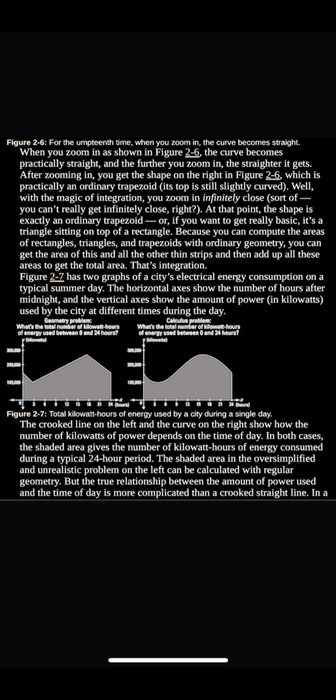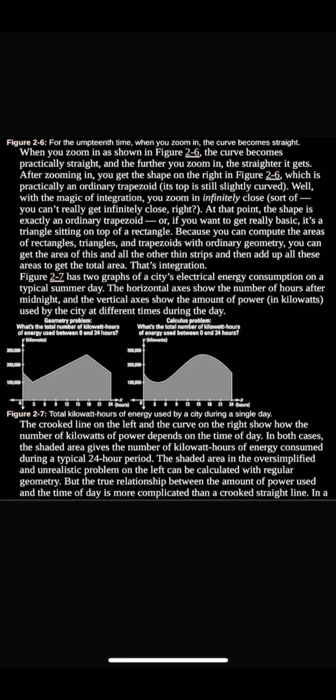The crooked line on the left and the curve on the right show how the number of kilowatts of power depends on the time of day. In both cases, the shaded area gives the number of kilowatt hours of energy consumed during a typical 24-hour period. The shaded area in the oversimplified and unrealistic problem on the left can be calculated with regular geometry.